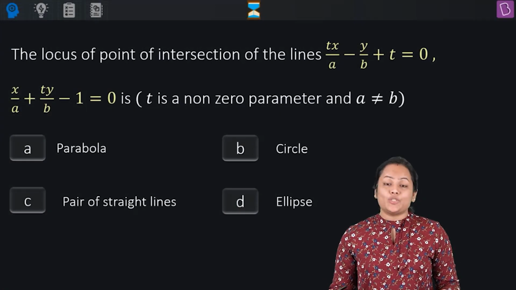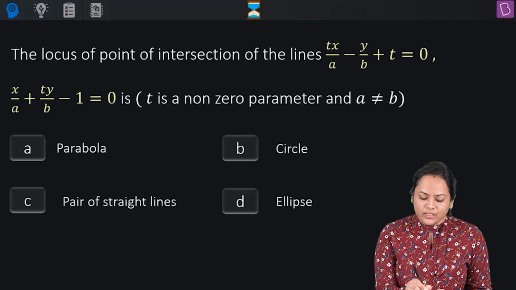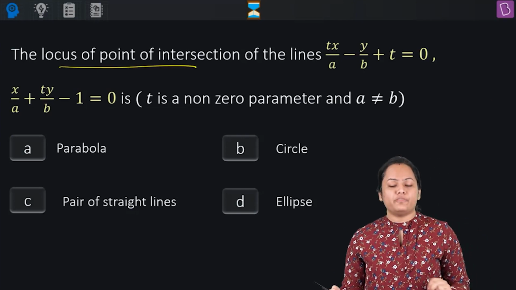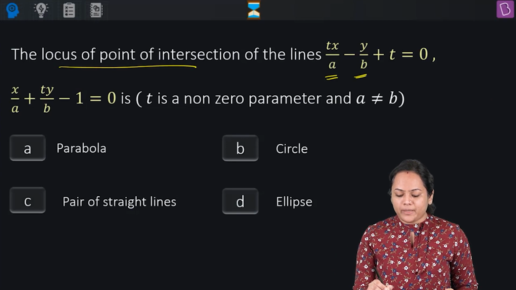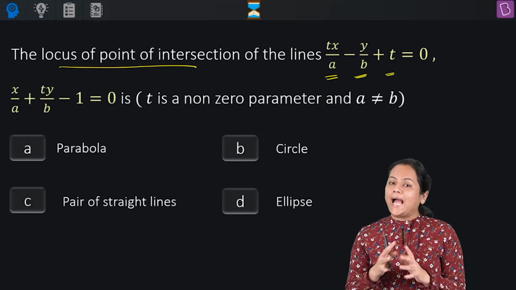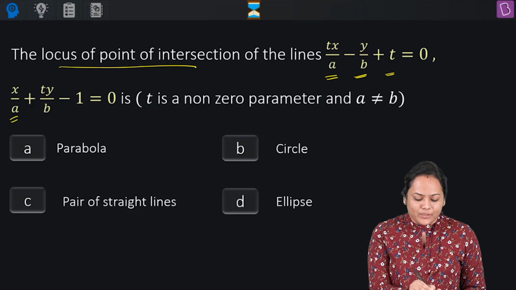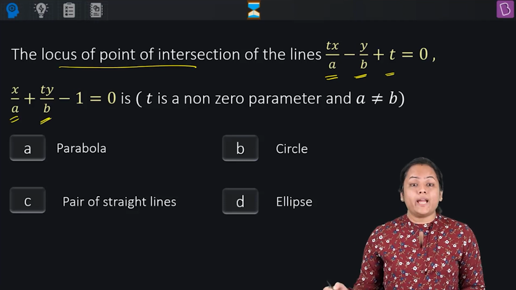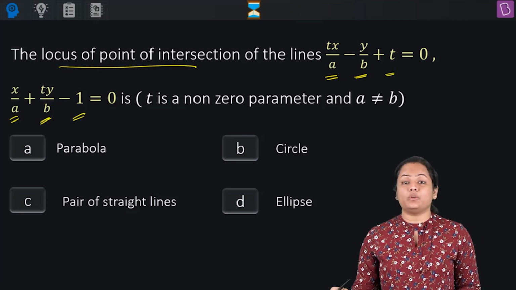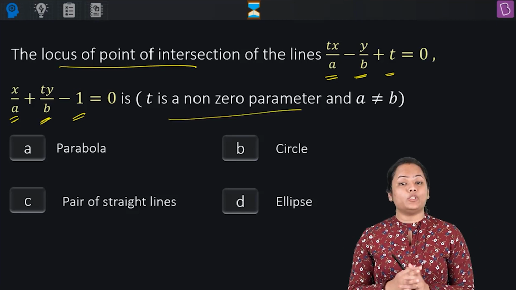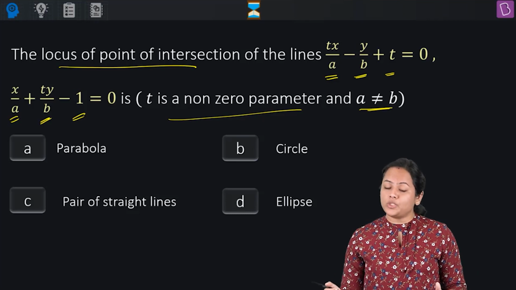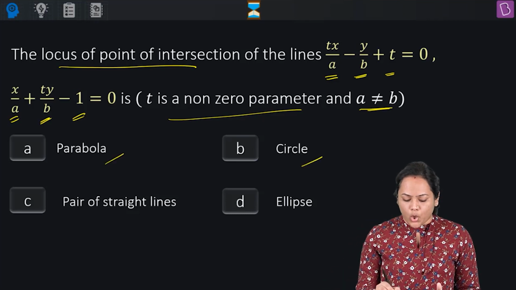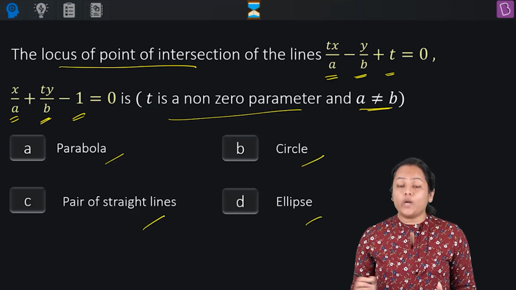Well, in this question, what they have asked, what is the locus of point of intersection of two lines? The first line is tx by a minus y by b plus t is equal to 0. And the second line is x by a plus ty by b minus 1 is equal to 0, where t is a non-zero parameter and definitely a is not equal to b. They have given us the options here. Will it be a parabola or a circle or pair of straight lines or ellipse?